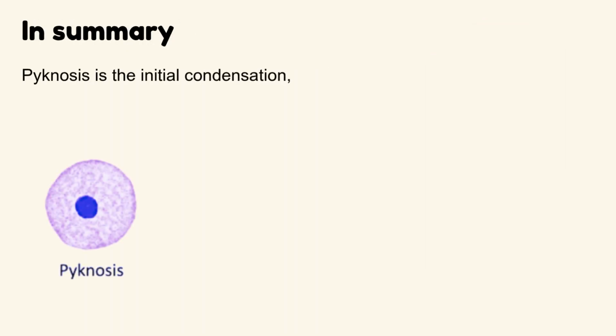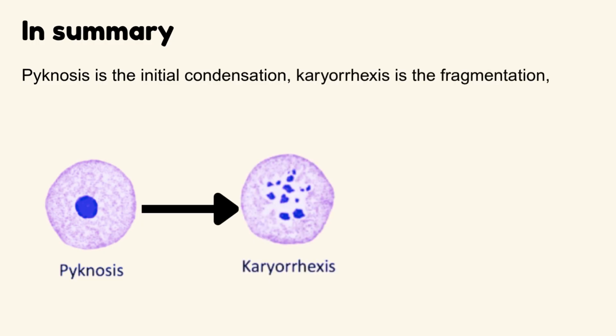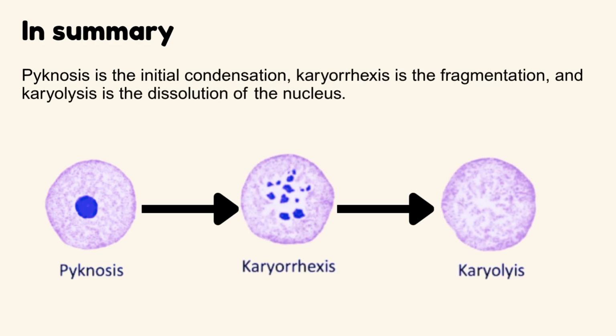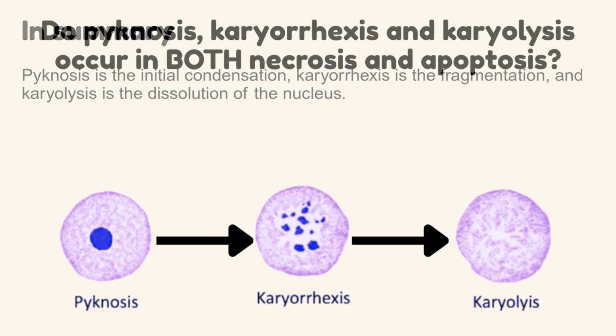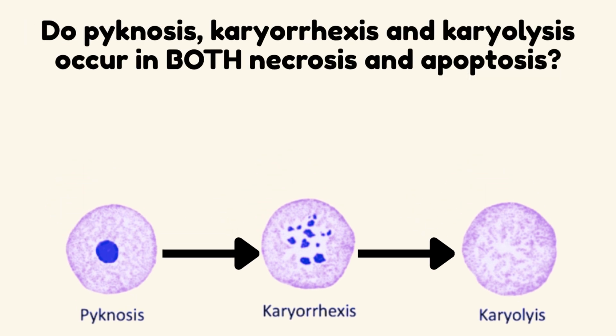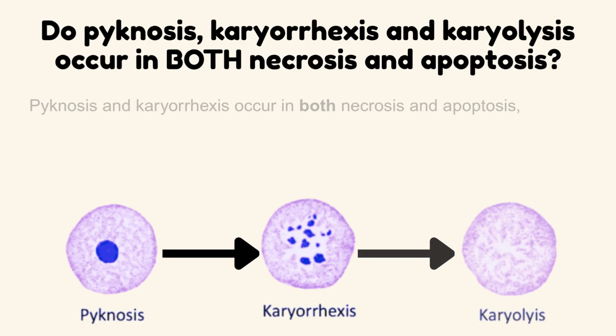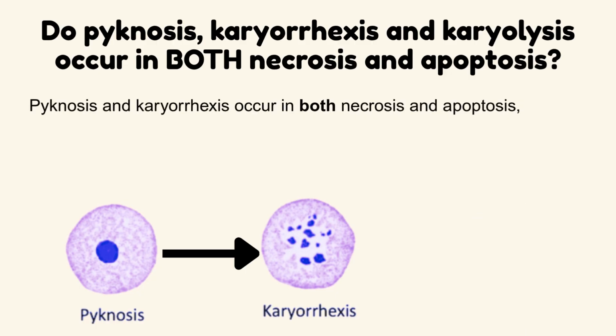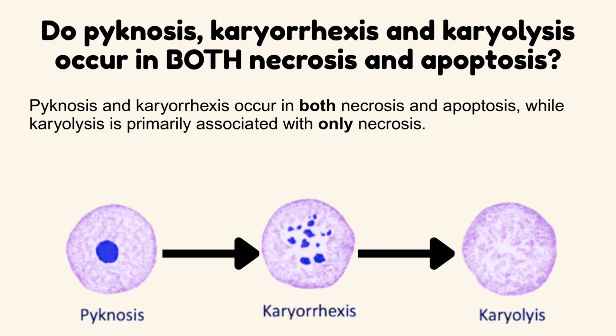In summary, pyknosis is the initial condensation. Karyorrhexis is the fragmentation. And karyolysis is the dissolution of the nucleus. Do pyknosis, karyorrhexis, and karyolysis occur in both necrosis and apoptosis? Pyknosis and karyorrhexis occur in both necrosis and apoptosis, while karyolysis is primarily associated with only necrosis.